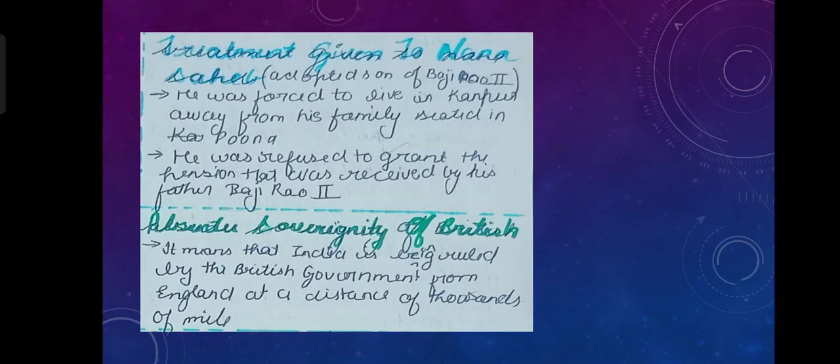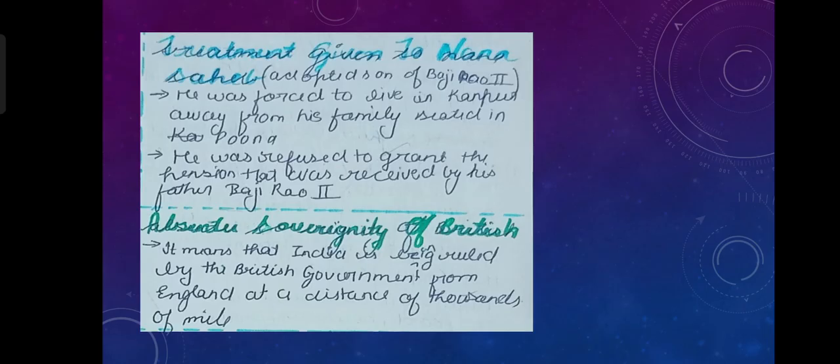Then comes the third point of political causes, absentee sovereignty. It is a whole definition which I have written and I will be explaining to you in depth. In these notes, I have only written the important points and keywords which, if you write them in your exams, you are going to get full marks. I'll make sure about that. Absentee sovereignty of British.